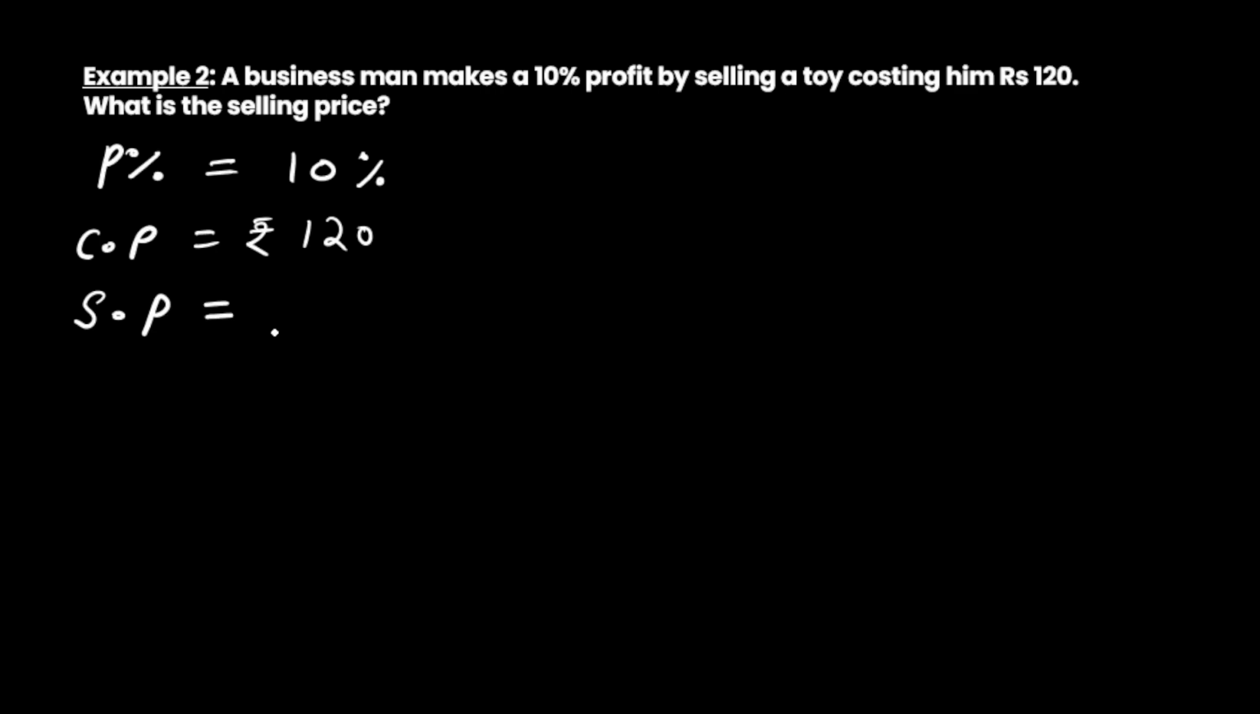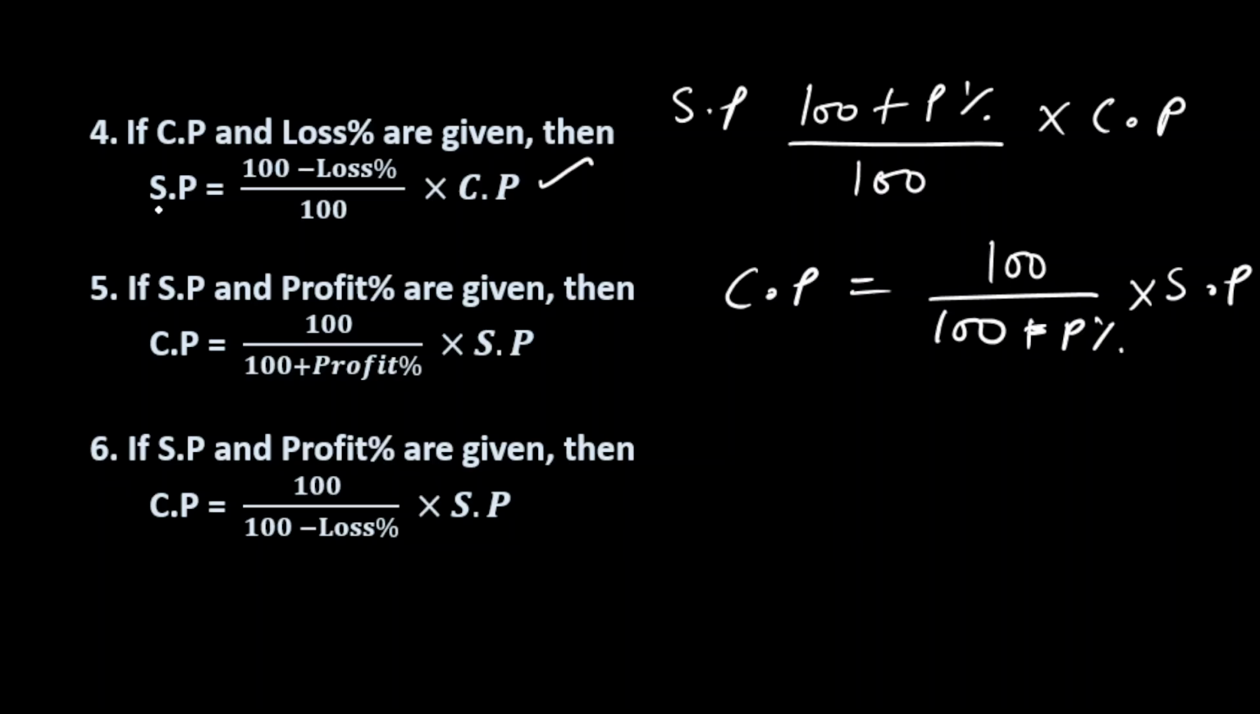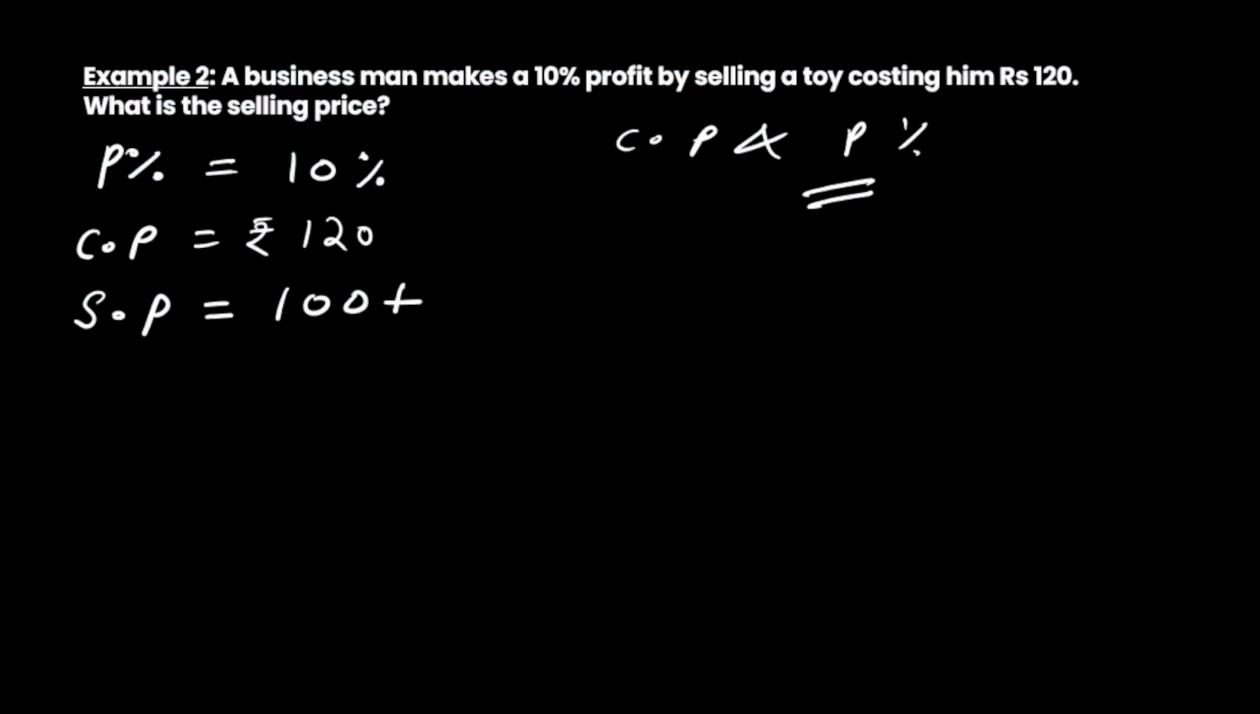Now, the selling price formula. I gave you a direct formula we will use, when the cost price and profit percent are given to us. So what was the formula? It is 100 plus. While calculating selling price, this expression is at the numerator. So this way you can remember.